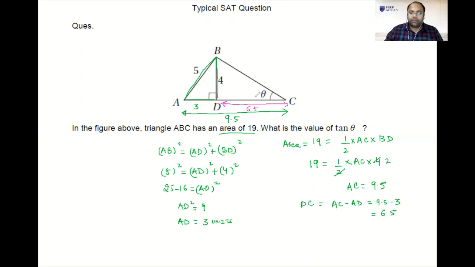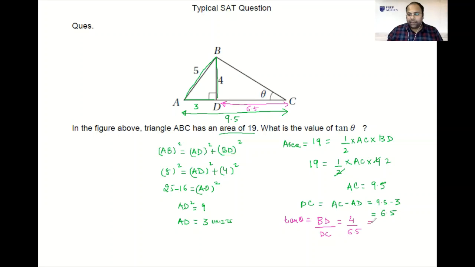Now what you are supposed to find out? You are supposed to find this tan theta, using this theta. So you know that tan theta is equivalent to perpendicular over base. If you talk about triangle BDC, the perpendicular is BD, and the base is DC or CD, it's the same thing. So BD is 4 and DC is 6.5.